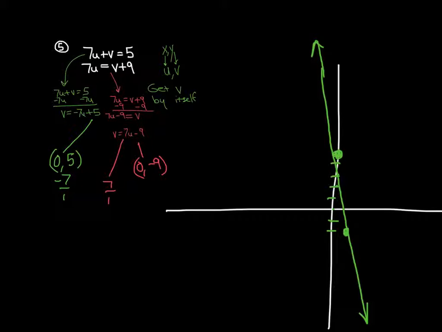And then for the other one, 0, negative 9. So 0 on the x-axis, and then down 1, 2, 3, 4, 5, 6, 7, 8, 9. That's our 0, -9. And then from there, we're going up 7 from that point. 1, 2, 3, 4, 5, 6, 7. And then over 1. And again, we've got only one intersection, so this is consistent.